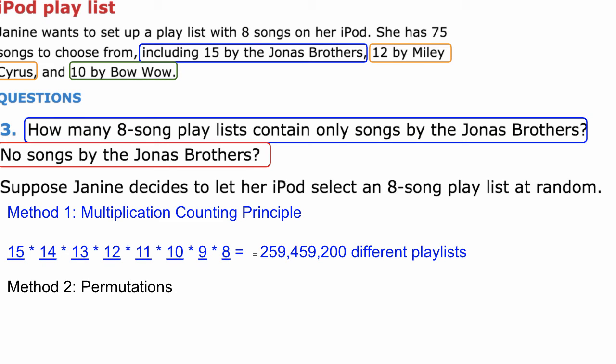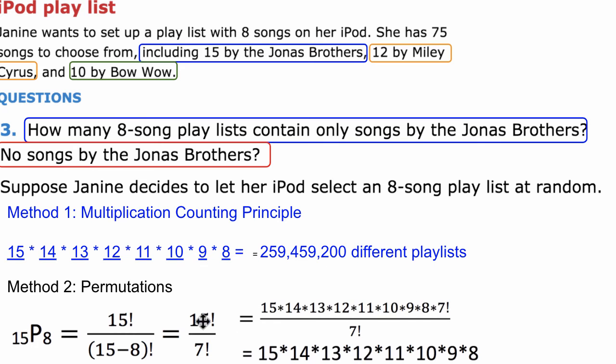And permutations-wise, same thing. I don't have 75P8. It's 15, because I only have 15 to choose from. 15P8. So from 15 Jonas Brothers songs, I want to pick 8 of them for my playlist. So 15 factorial over (15 minus 8) factorial, which is 15 factorial over 7 factorial. Again, you don't have to actually write this. You can just punch it into Desmos. But just to show that it's the same thing: 15, 14, 13, 12, 11, 10, 9, 8, which is about 259 million playlists possible. And again, please do no songs by yourself.